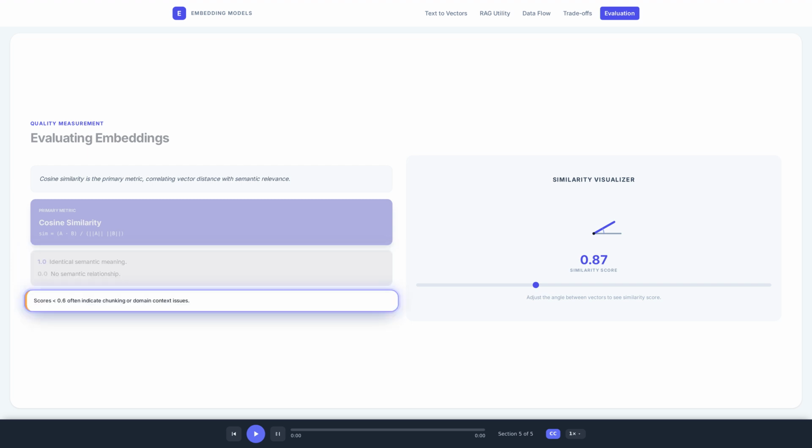So, to wrap up, embeddings are key for turning text into something searchable. Keeping your embedding model consistent is vital, and the model you choose affects both accuracy and how fast your system runs. Those are the main things to remember.